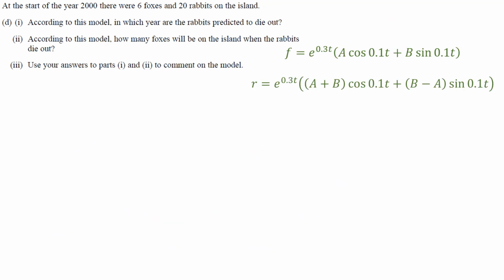The next part of the question is giving us some specific information. At the start of the year 2000, there were 6 foxes and 20 rabbits. Now, I'm only showing you part of the question, so I can fit everything on the screen, but you would be able at this point to go back and double check the precise wording of the question. This is the point in the question where it becomes most relevant how we're measuring foxes and rabbits.